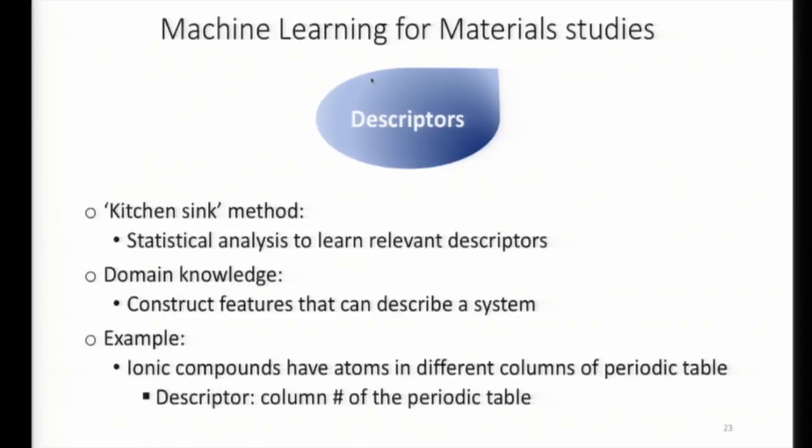An example, in addition to the one we saw a bit earlier, is imagine you're doing work on ionic compounds. We know that they have different columns in the periodic table. So a good descriptor could be, for instance, the column number of the periodic table.